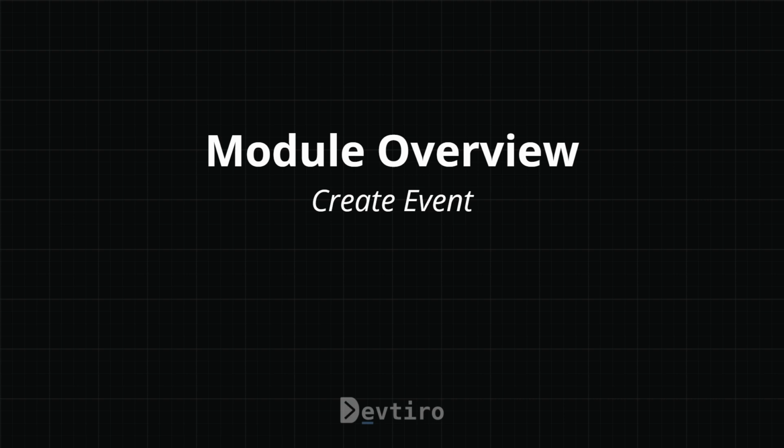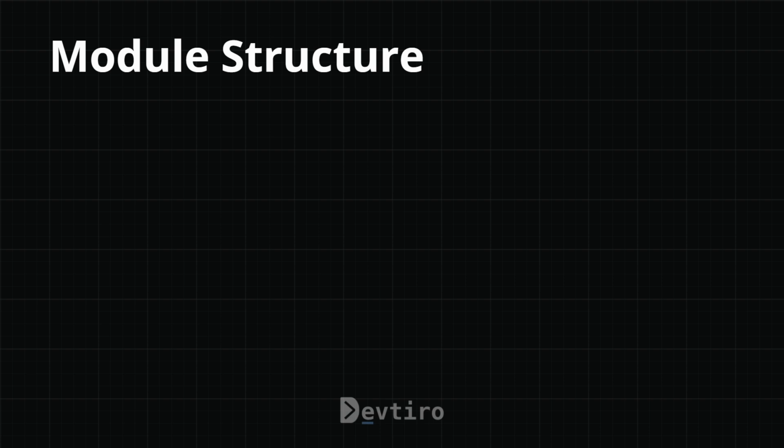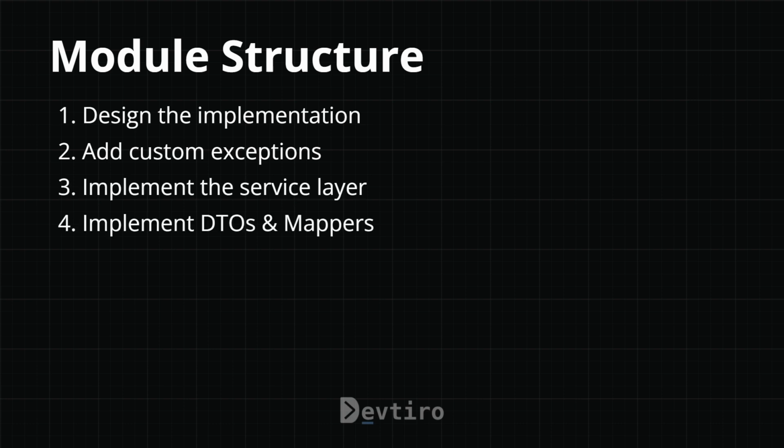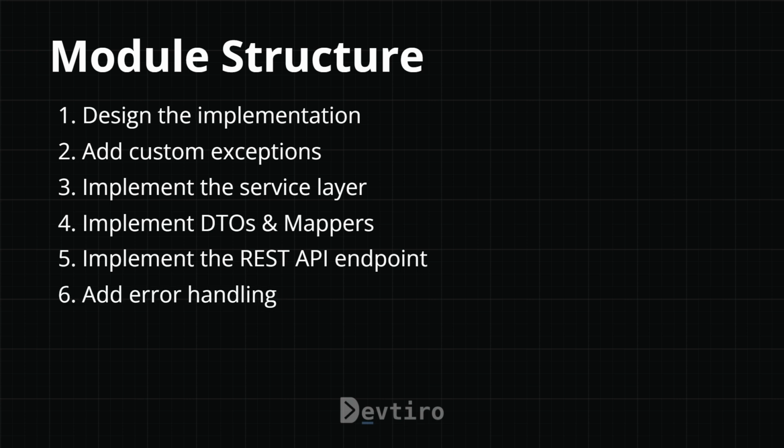In this module, we'll implement the create event endpoint, allowing a user to create an event in our system. The module is structured like this. We'll start by designing the implementation. We'll then add any custom exceptions that we're going to need. We'll then implement the service layer. We'll then implement DTOs and mappers, and that will allow us to implement the REST API endpoint. We'll then add error handling.